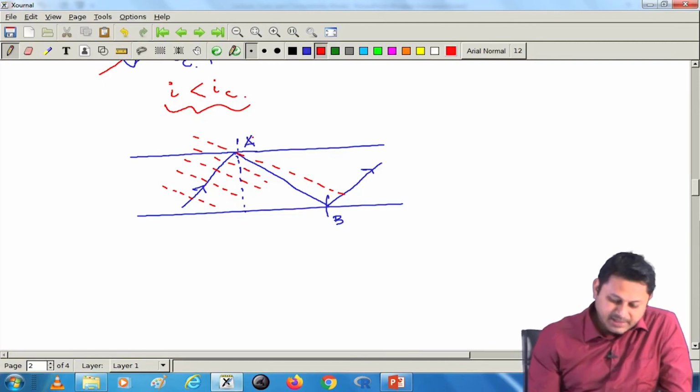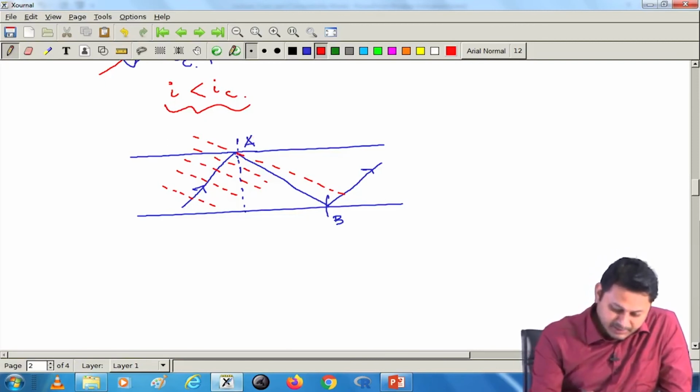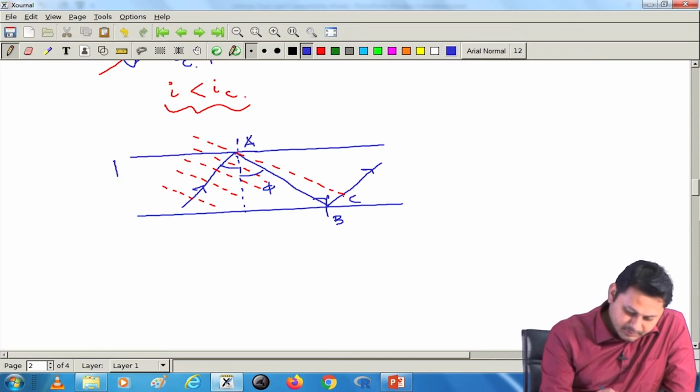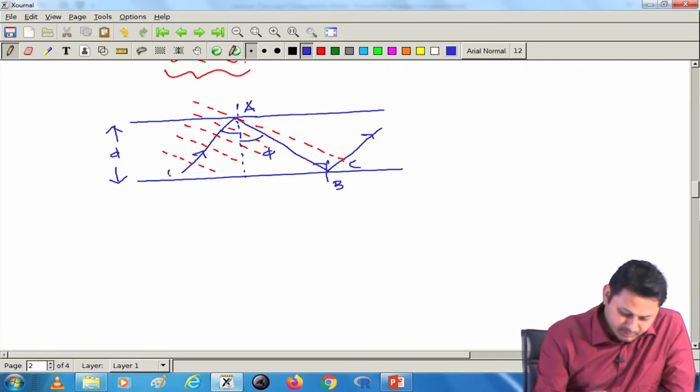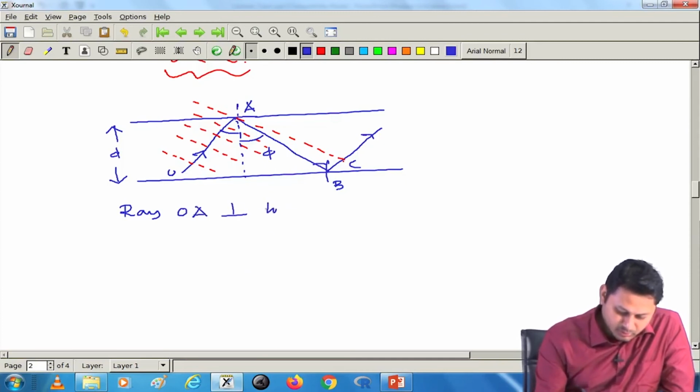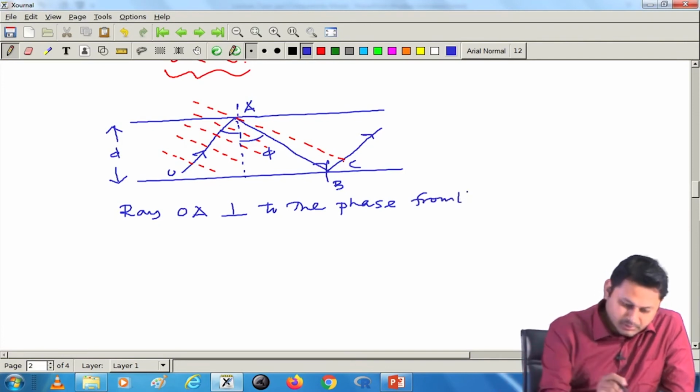So when the ray is coming here, then after bouncing, I can have this wave front here. Let me call this point C, and this angle, which is equal to this angle, which is equal to this angle, is called phi. This is D. And this is say ray O. So, this is the geometry. So, ray OA is perpendicular to the phase front.